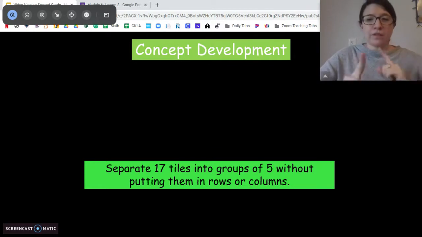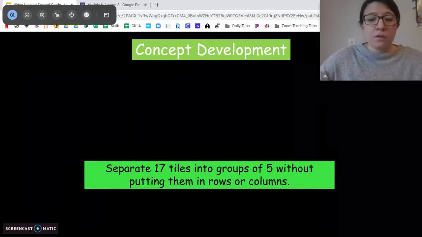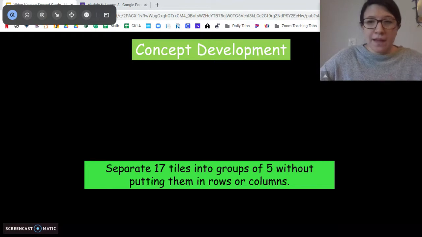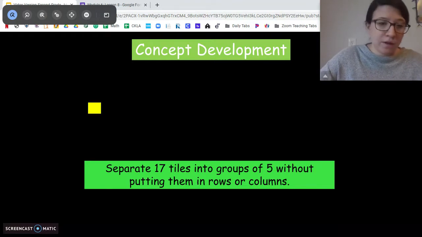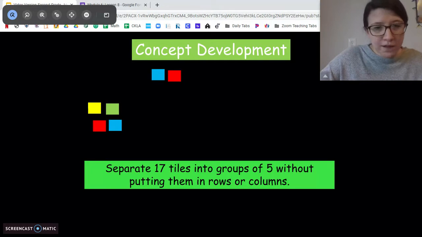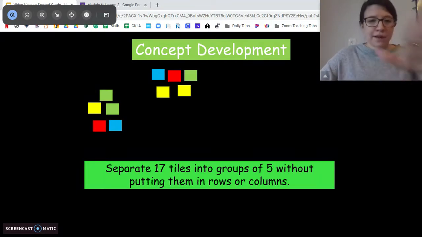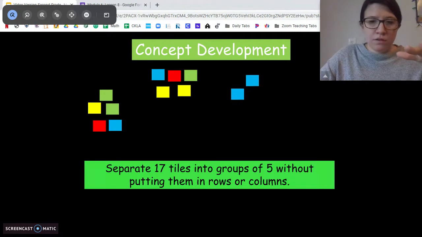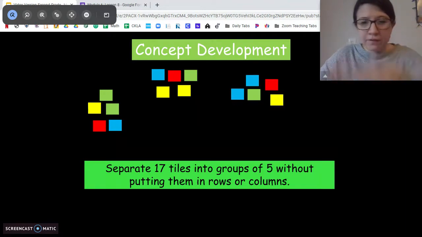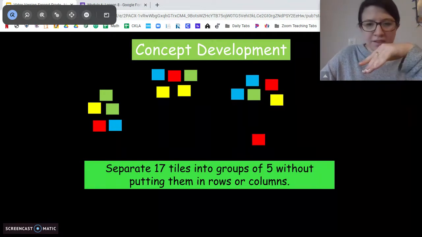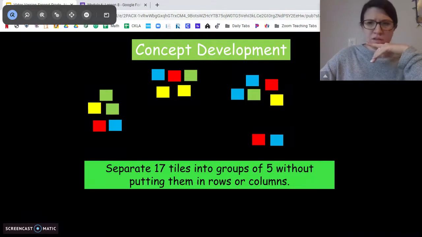Ready? So my first step, I have 17 tiles out, and I want groups of 5. So I'm going to start counting out my groups of 5. So I have 1, 2, 3, 4, 5; 2, 3, 4, 5, that's 5, 10; 1, 2, 3, 4, 5, 15, 16, 17. Is that what yours look like?